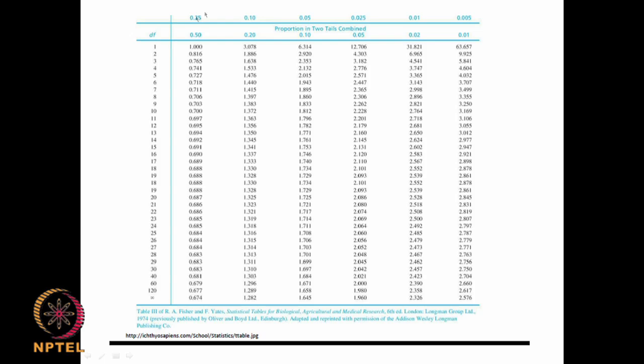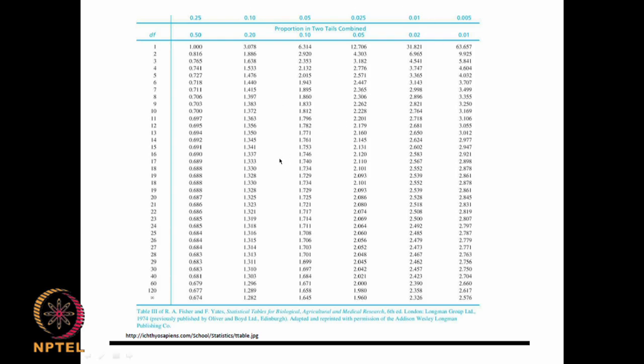Do you understand the logic of this particular table? This table is very important when you are calculating t based on means, whether it is the one sample t-test, the example which we saw, or later on we are going to look at the two sample t-test, paired t-test and so on. So, this table is very important.